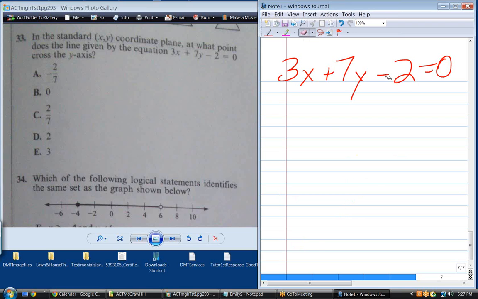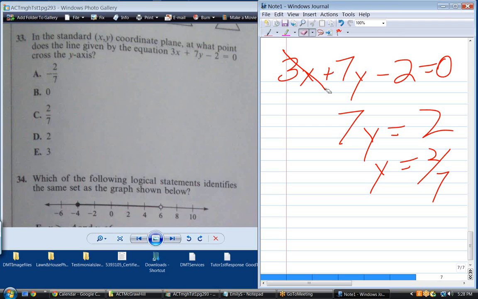So if I knew that, what's the best way to do this problem? I want my y-intercept. Graph it? Well, don't need to. All I need to do is let x be 0 and then solve it, like substitution. If I let x equal 0, it gets rid of that term, and I get 7y equals 2, y equals 2/7. To me, that's a little bit easier than having to solve the entire equation and put it into y equals mx plus b format.